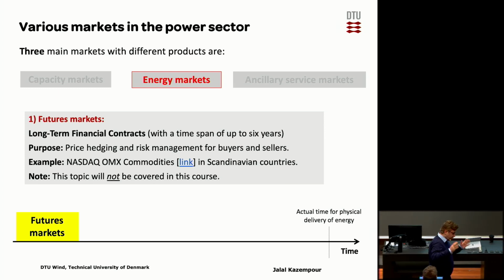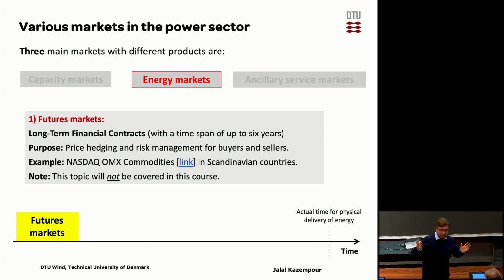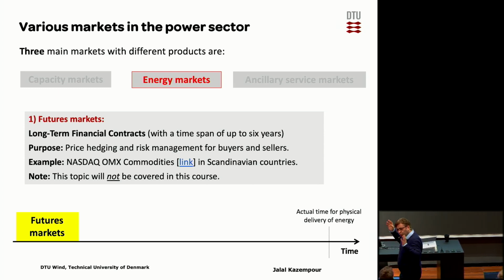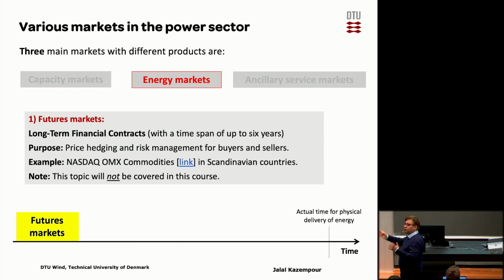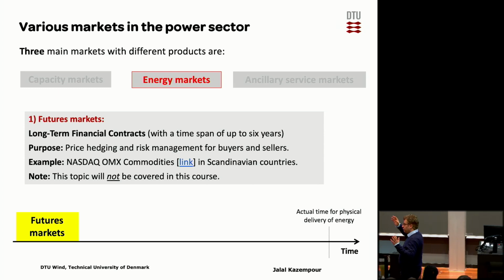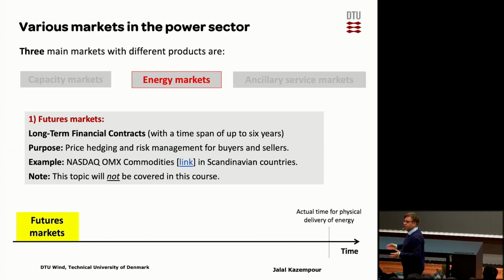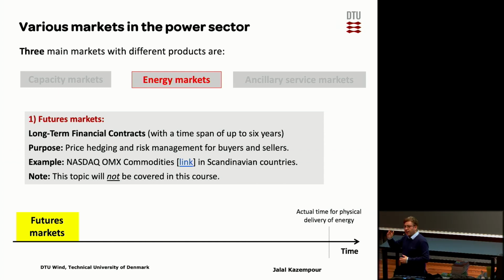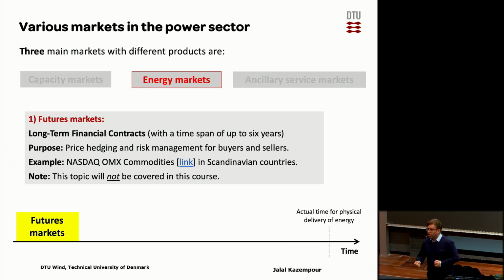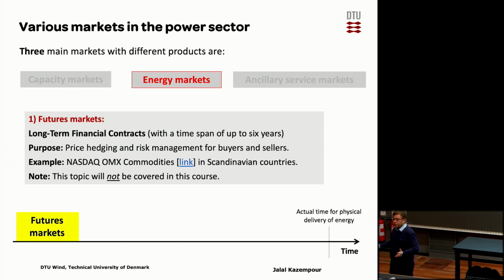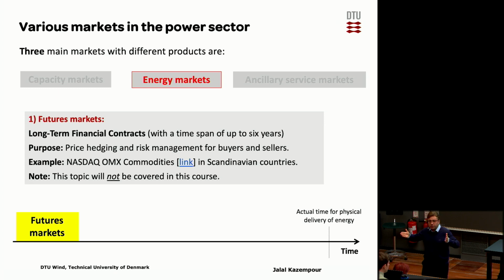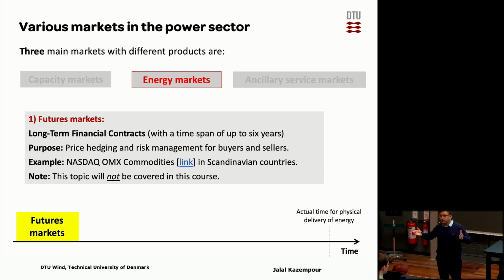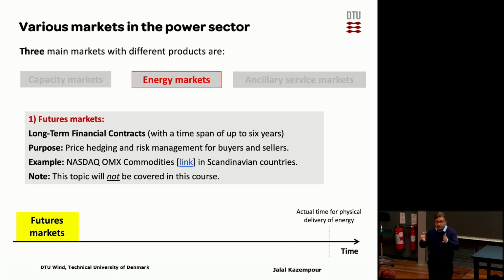For example, you say that, okay, I want to buy 1 megawatt power for the span of the first 6 months of 2026 at price X. Then your offer either will be accepted or rejected. But you are allowed to do that. So you buy power for a specific time period. That time period could be 6 months, a year, 2 years, 6 years, whatever.